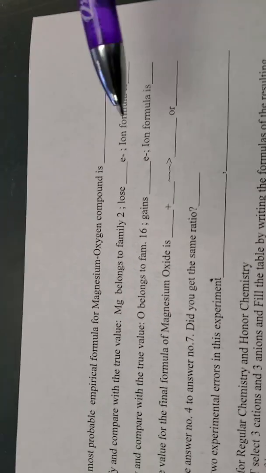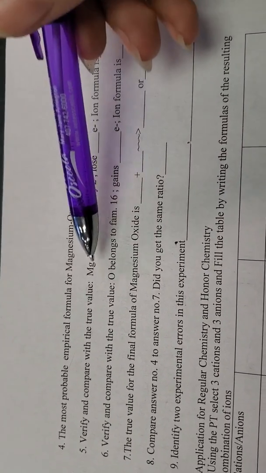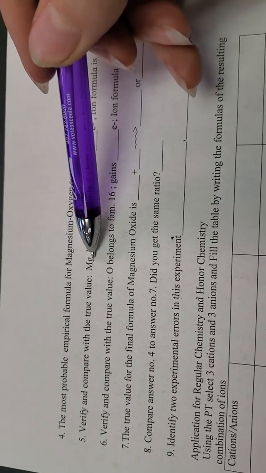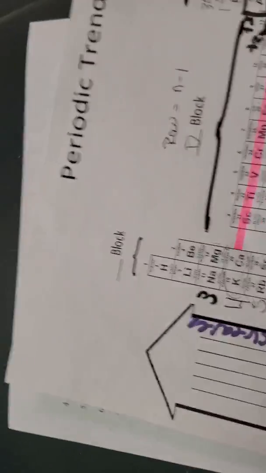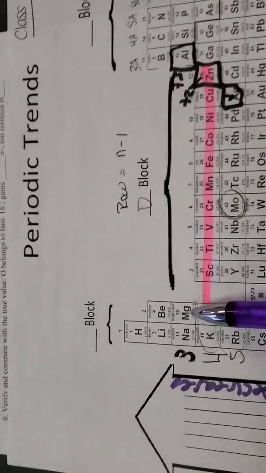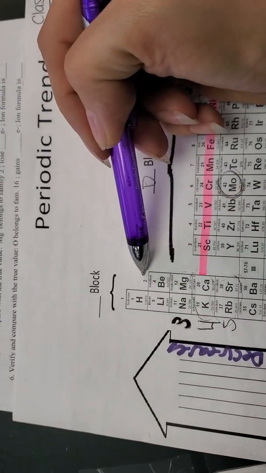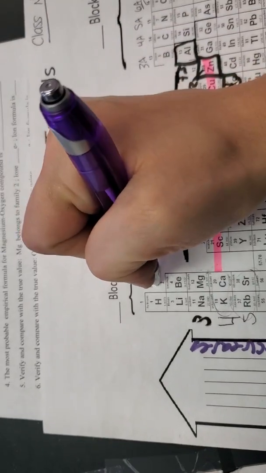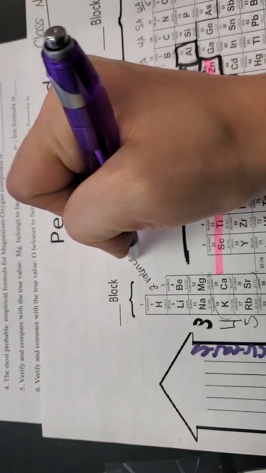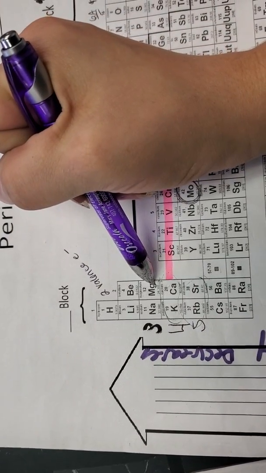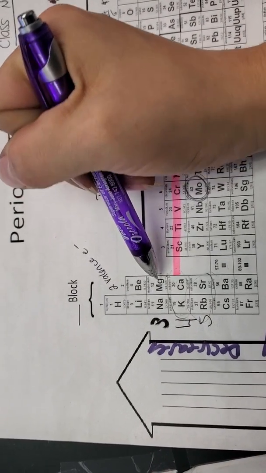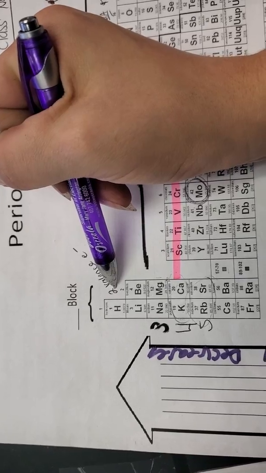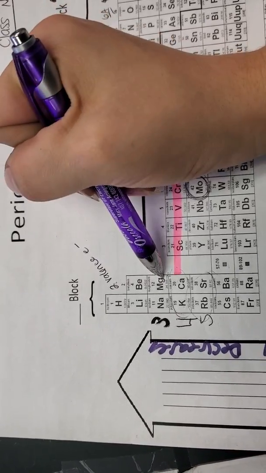Number 5, here it says verify and compare the true value. So we want to look at magnesium. In reality, what we did was experimental, but if we were to theoretically think about it, magnesium is in group 2, which means that magnesium has 2 valence electrons. But magnesium, just like every other atom, wants 8. Well, it's easier for magnesium to lose 2 than to gain 6. So magnesium will lose 2 valence electrons.